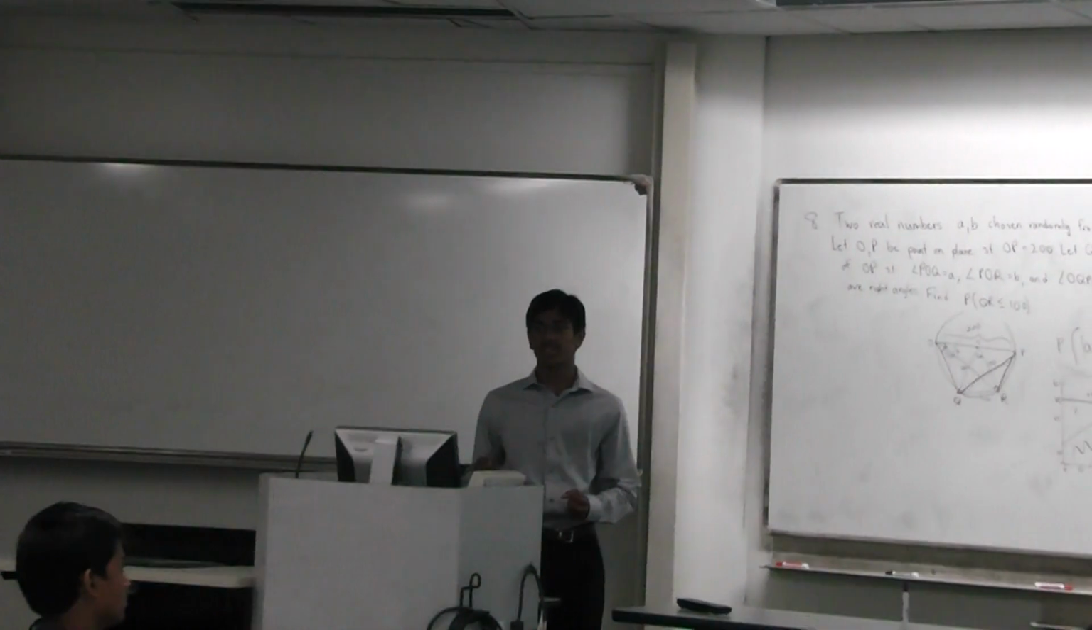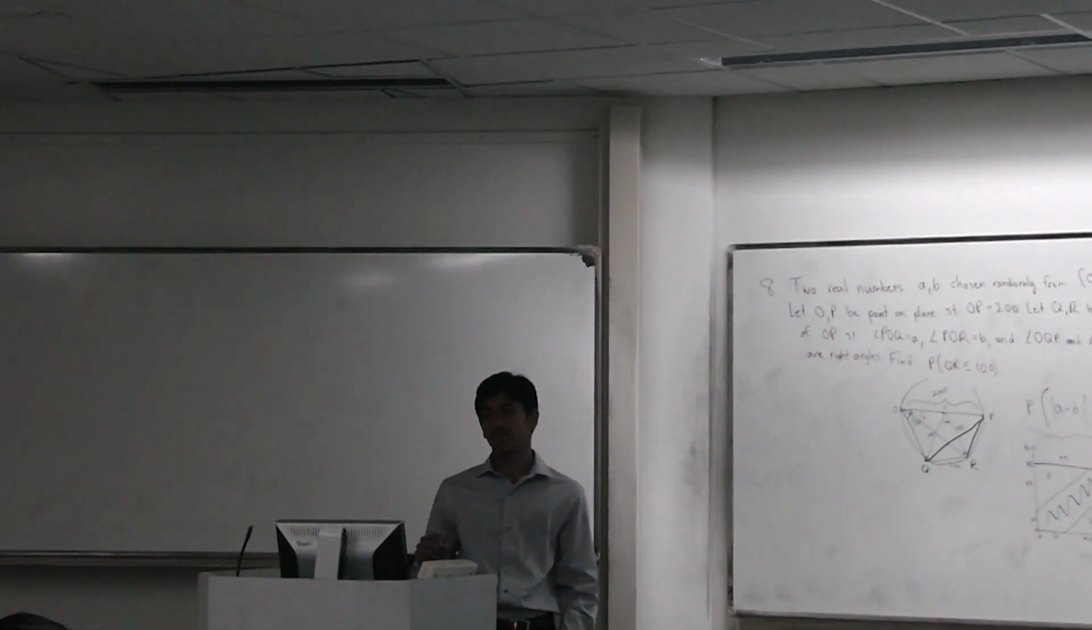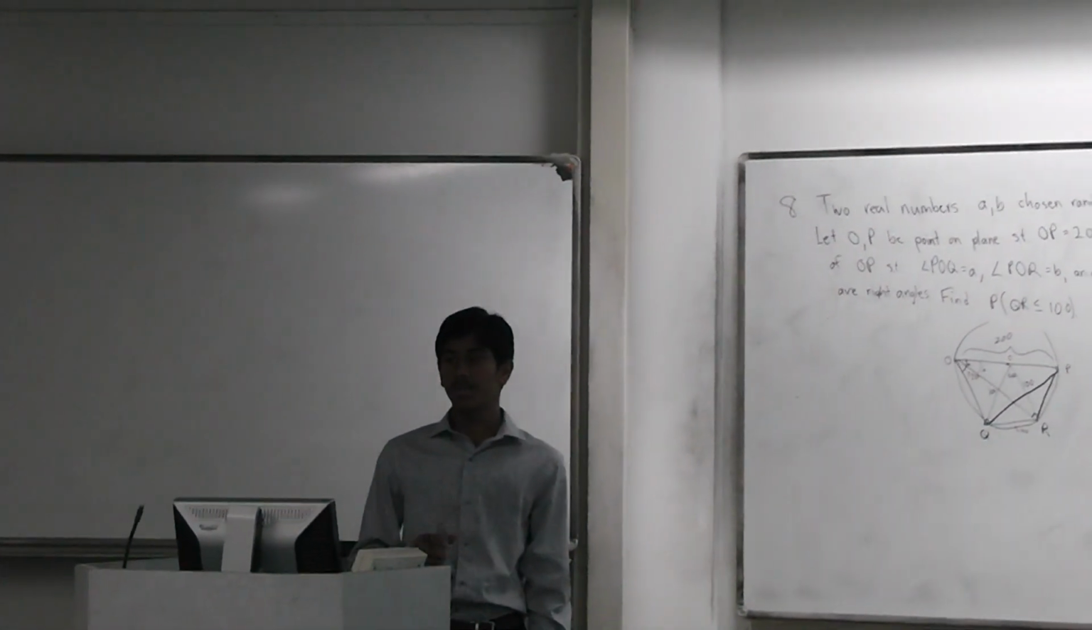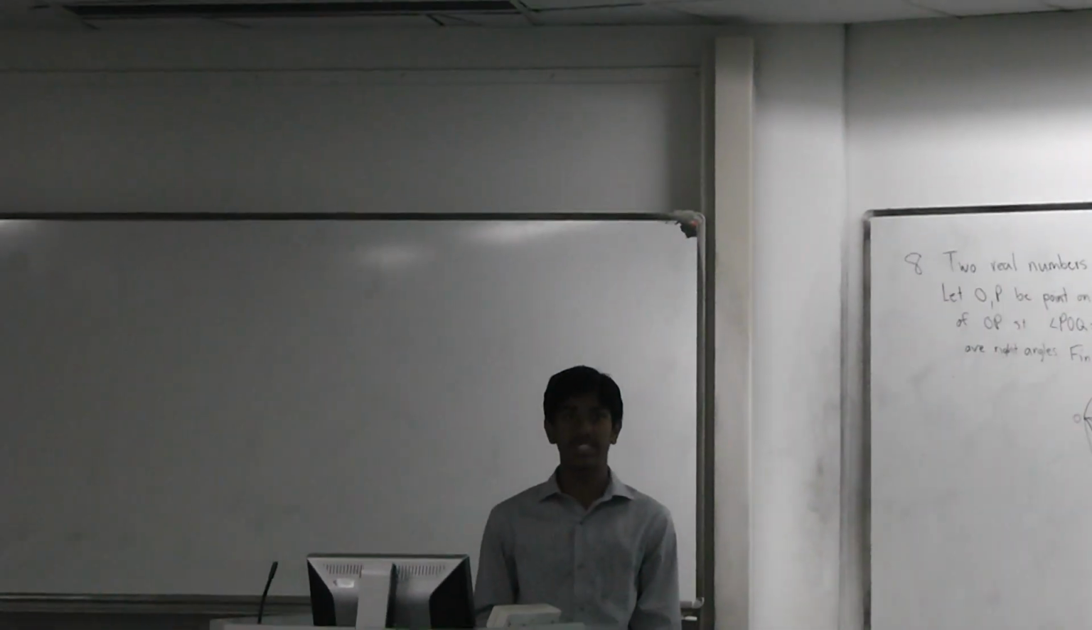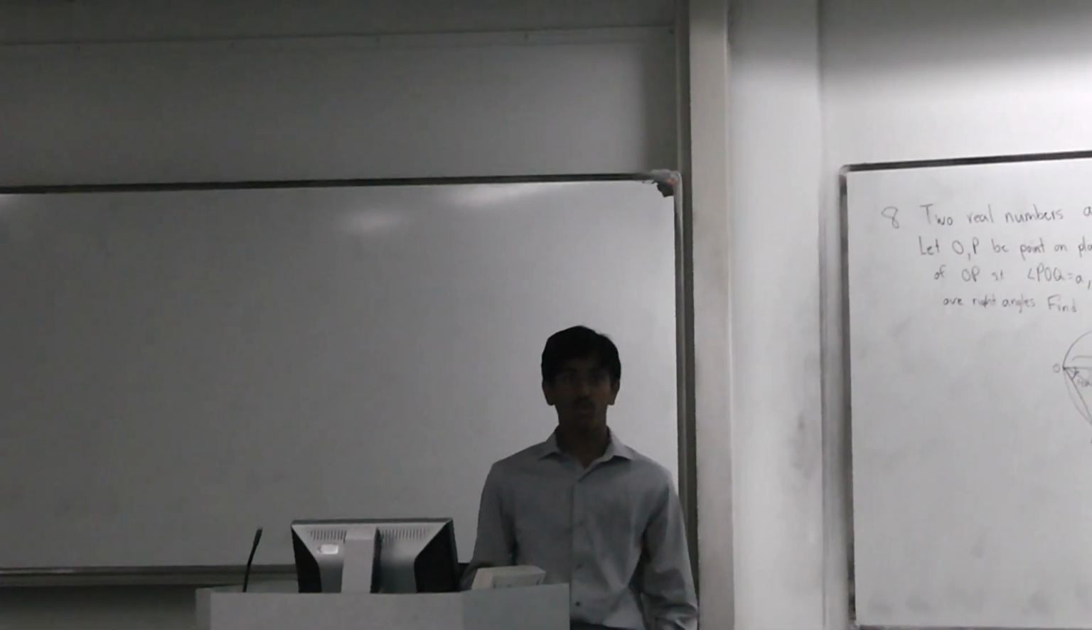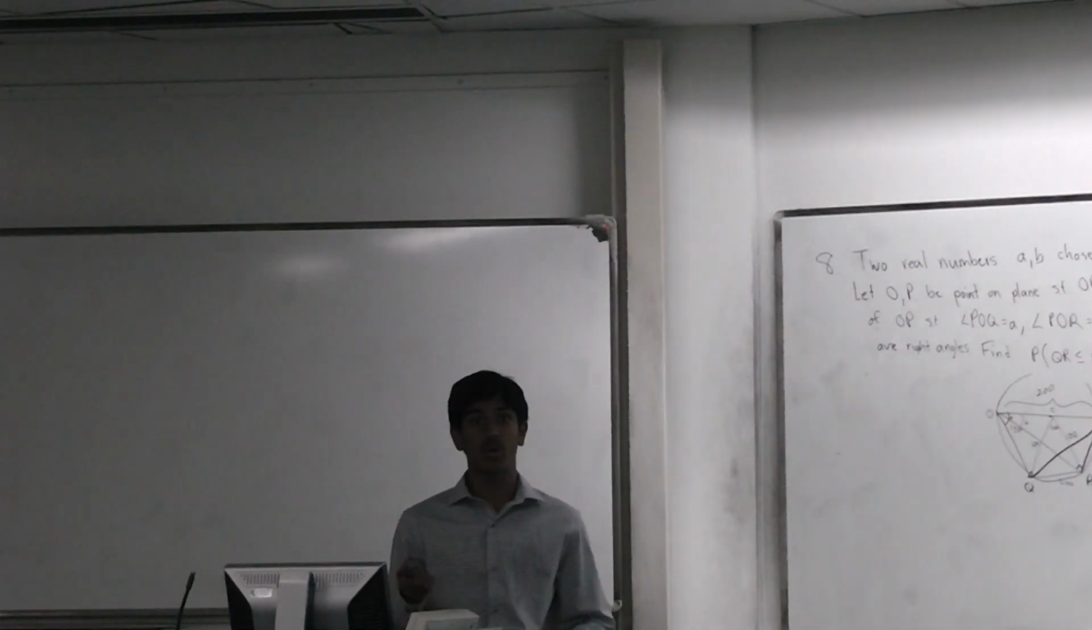Extend CD to a point E such that CE is equal to BC, which equals b. The perpendicular from D to AE intersects side AB at F. Compute the distance DF. So the best way to start the problem is to do a coordinate proof.